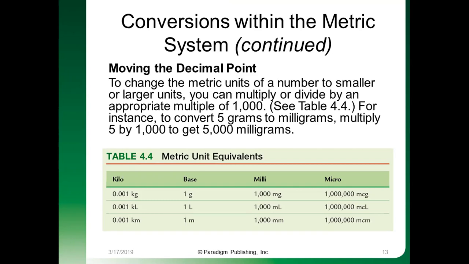So looking at table 4.4, kilo, in grams would be 0.001. In liters, it'd be 0.001 kiloliters. 0.001 kilometer. The base unit is 1 gram, 1 liter, 1 meter.